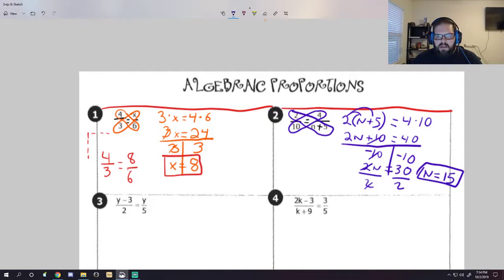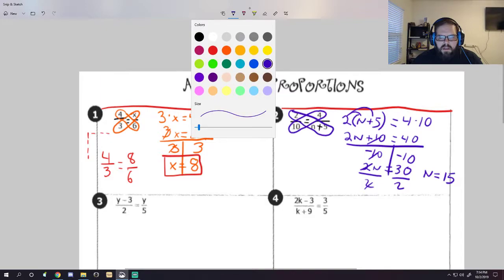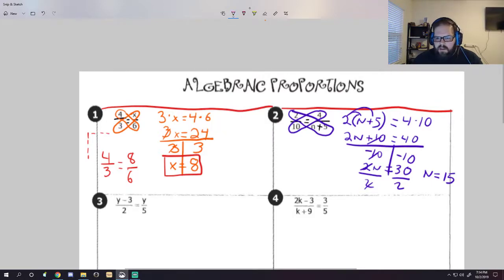That leaves me with n equals, I just erased my balance, that's not good. n equals 15. Let's do a different color to check this. Let's go with super pink. So n equals 15. Now to check that, we're just going to make sure that n actually does equal 15. 2 over 10 equals 4 over 15 plus 5.